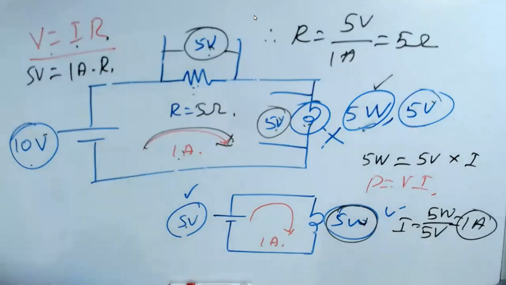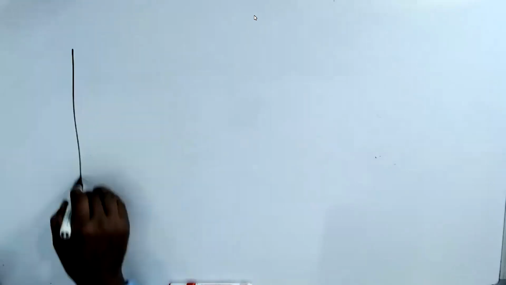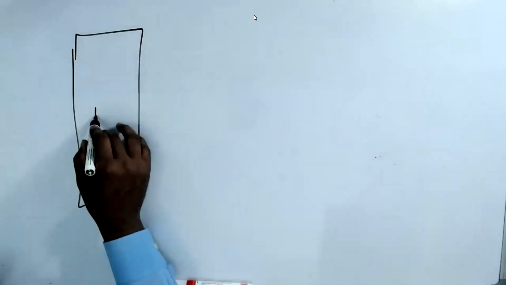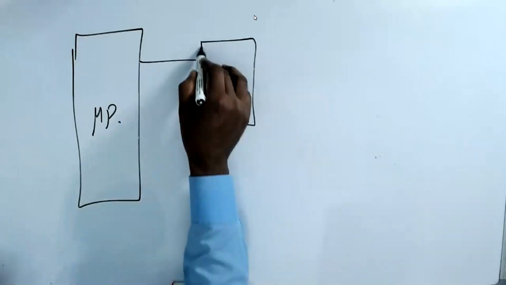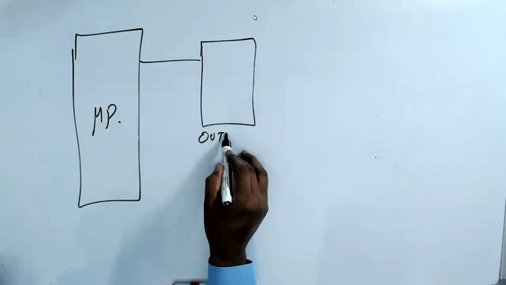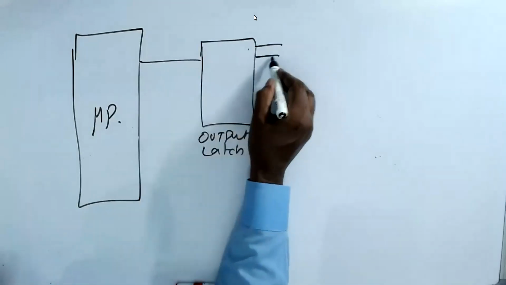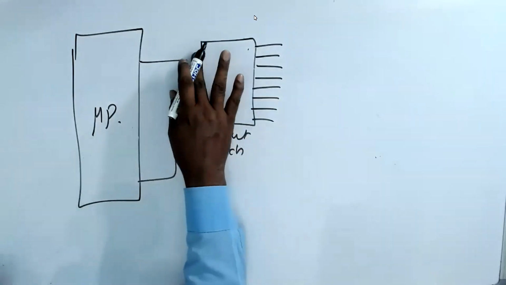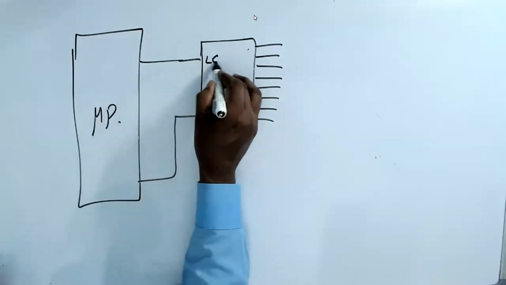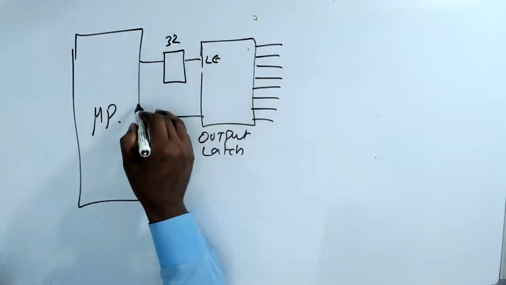Now let us go to the other case. I have a microprocessor and an output latch which has 8 output pins. This data goes here and this goes to the chip select, latch enable. As we discussed, the logic is 32 and go to the right signal.